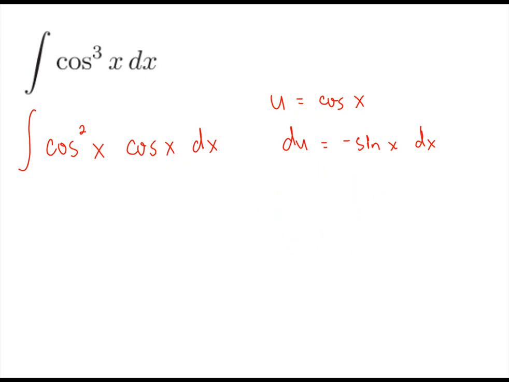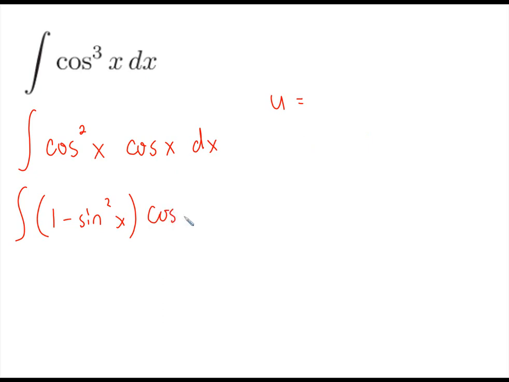So here's where you have to think, well, cosine squared is also the same thing as what? You have to remember your identities. This is the same thing as 1 minus sine squared x. Now, instead of making my u cosine, I can make my u sine x. So when I take the derivative here, I'll get du is equal to, what's the derivative of sine x? Cosine x dx.